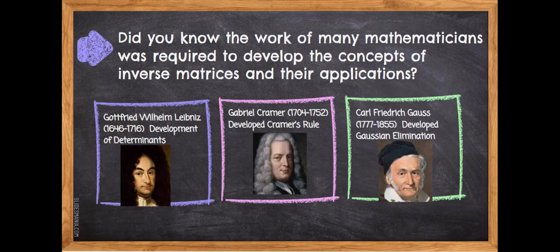Did you know that the work of many mathematicians was required to develop the concepts of inverse matrices and their applications? Gottfried Wilhelm Leibniz, who lived from 1646 to 1716, worked on the development of determinants. Gabriel Cramer, from 1704 to 1752, developed Cramer's rule. Carl Friedrich Gauss, from 1777 to 1855, developed Gaussian elimination.